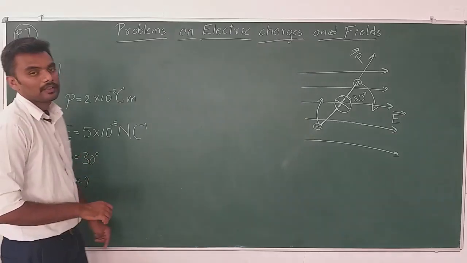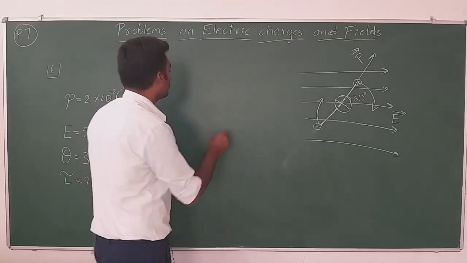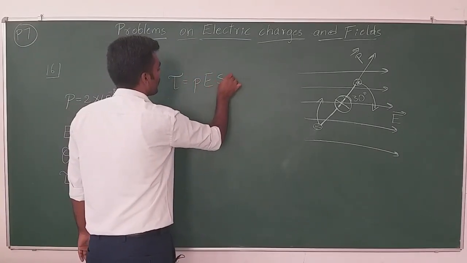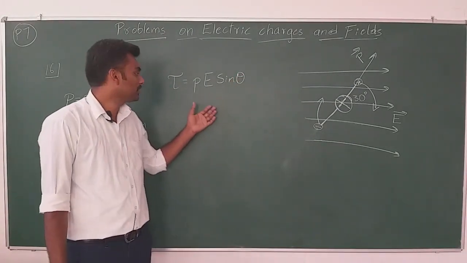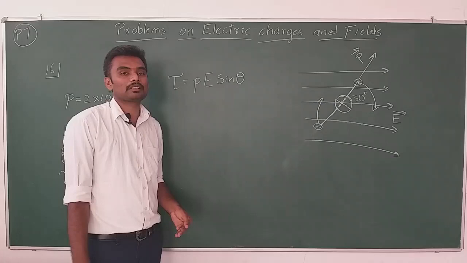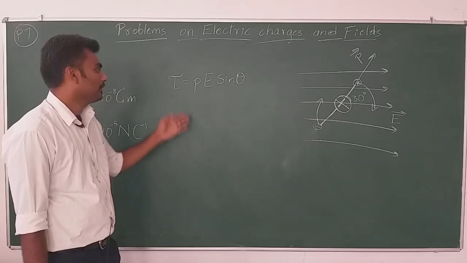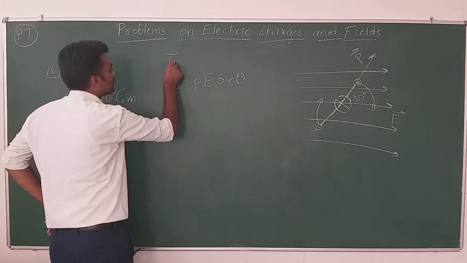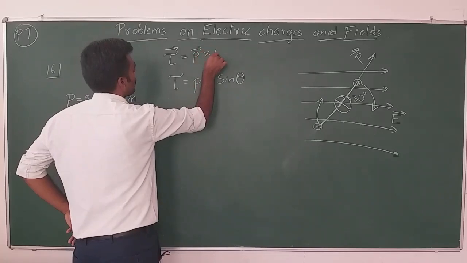torque. The simple formula for torque experienced by a dipole in an external electric field is tau is equal to P E sin theta. So this is the expression for magnitude of torque experienced by electric dipole kept in uniform external electric field, where theta is the angle between P and E. Obviously, the proper formula expressing it in vector form is vector tau is equal to vector P cross vector E, right?